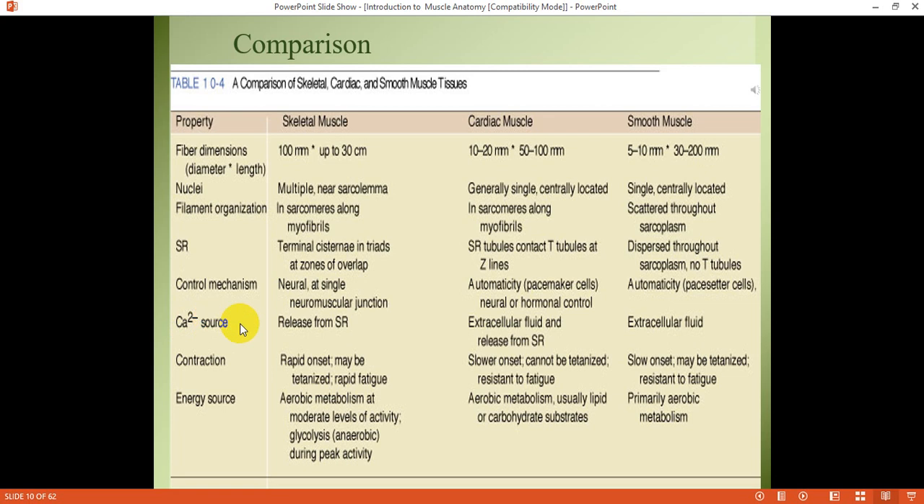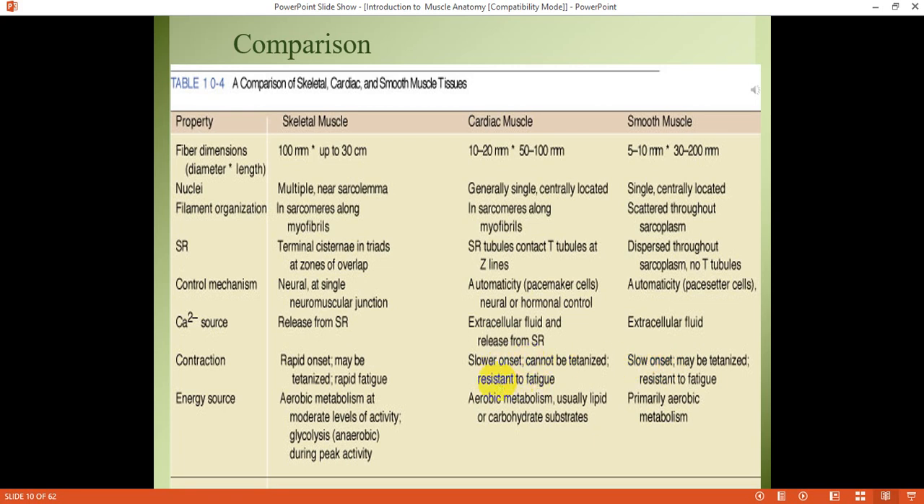Calcium, which is responsible for initiation of the movements of the myosin and actin proteins, is released in skeletal and cardiac muscles from the terminal cisterns of the sarcoplasmic reticulum, while in smooth muscles it is present in the extracellular fluid. Contraction in skeletal muscle is rapid onset, and there is rapid fatigue as well. That also depends upon the type of skeletal muscle though, and also on the myoglobin protein present in the skeletal muscles. While cardiac muscles and smooth muscles are slow onset, they are not easily fatigued.